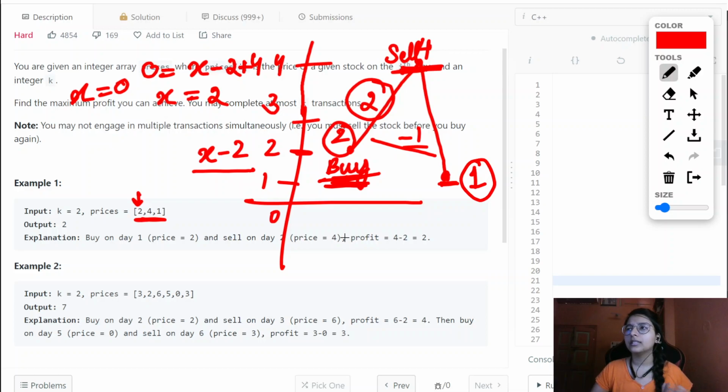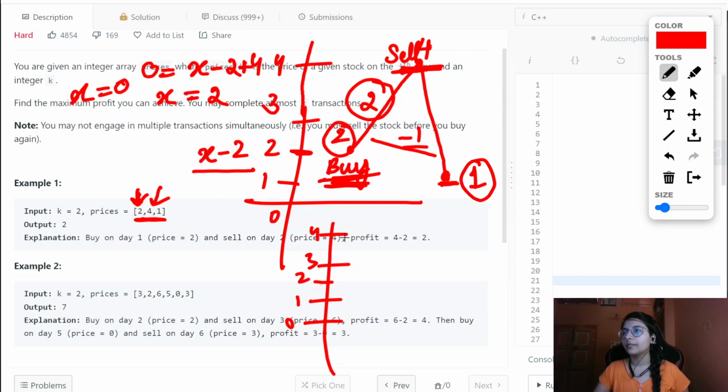If this was that particular moment, then we were starting at 2. Now comes the part where we don't buy or sell at 2, but directly start from 4, so the new graph would be something like this: 0, 1, 2, 3, 4, right? So here the graph is 2, then 4, and then 1.